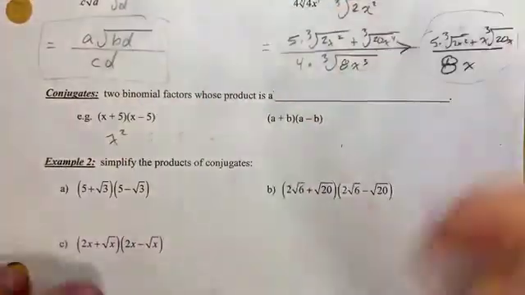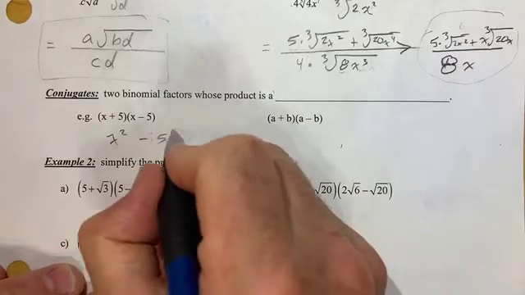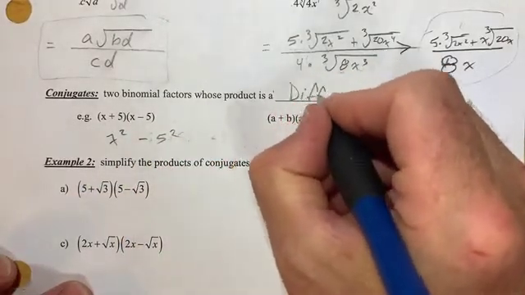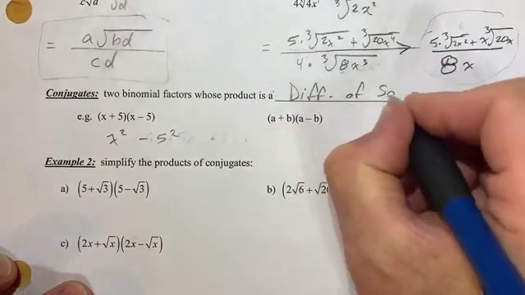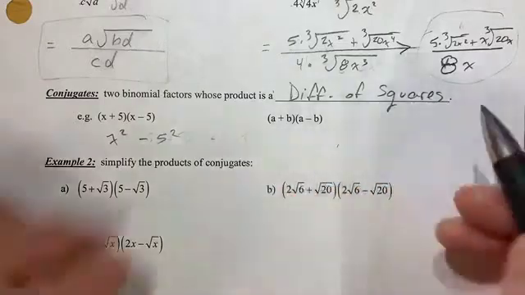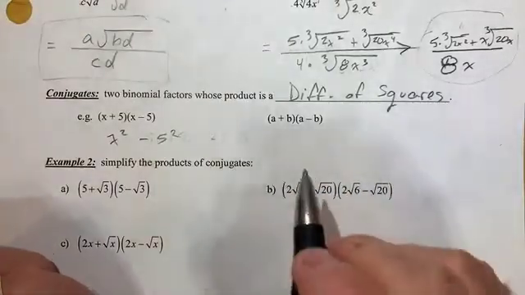So here's what you end up with. You end up with x squared minus 5 squared. X squared minus 25. It's a difference of squares. Oh, I remember that. So it's a square minus a square. If I was to multiply this all out, I could. And I know the middle 2 are going to cancel every single time.